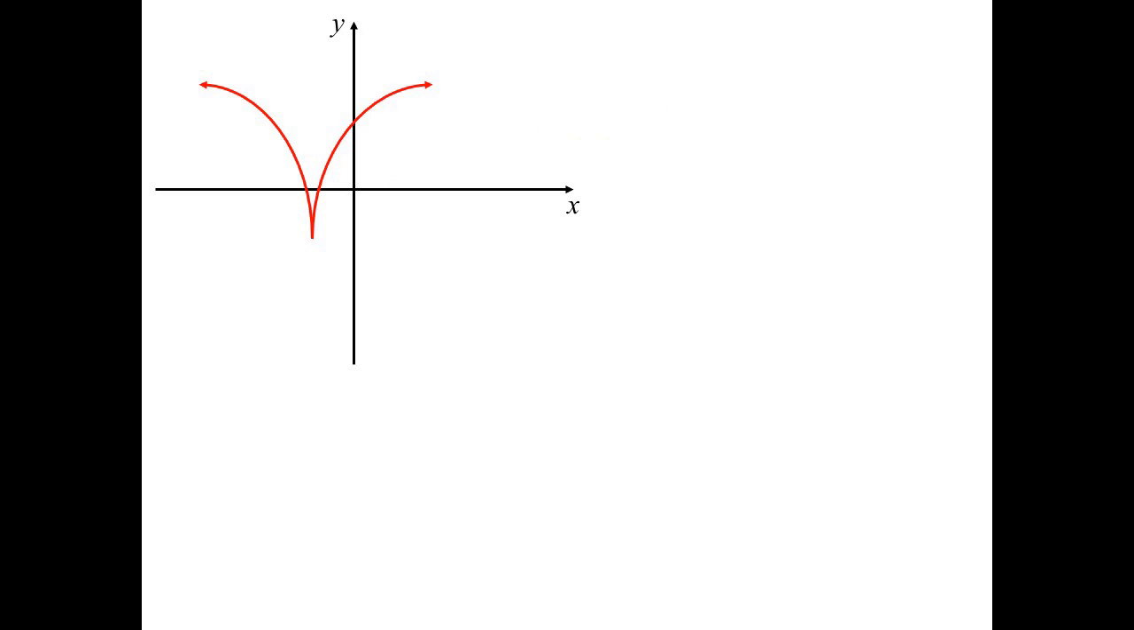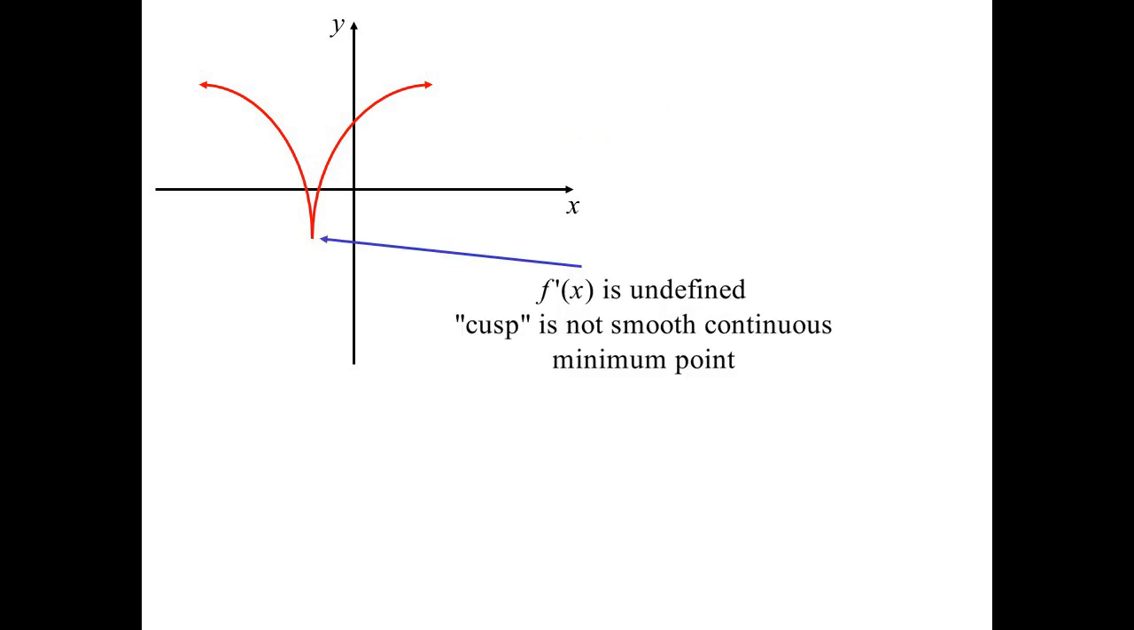You've got these sorts of shapes. It's what we call a cusp. Now, that is still a minimum point, but there the derivative is undefined. Because in order for the derivative to be defined, the curve must be what we call smooth continuous. So it is continuous, it's just not smooth. It's got a sharp point to it. Voila.